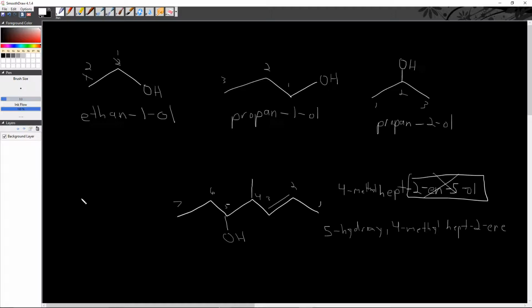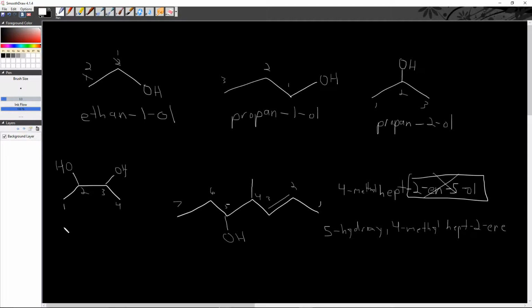The other thing I do want to touch on is, let's say that we have carbons 1, 2, 3, 4 with an OH here and an OH there. Same rules are going to apply. So we have two hydroxyl groups on here, two alcohol groups. And when we name this, it doesn't matter which way we number our carbons.